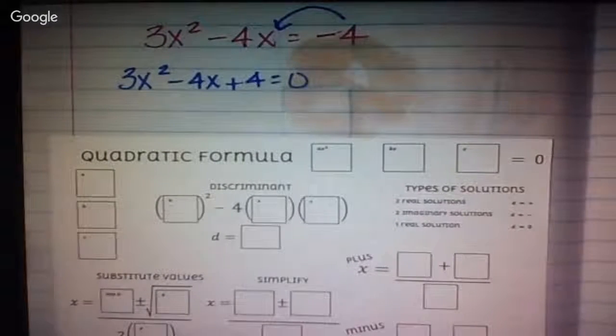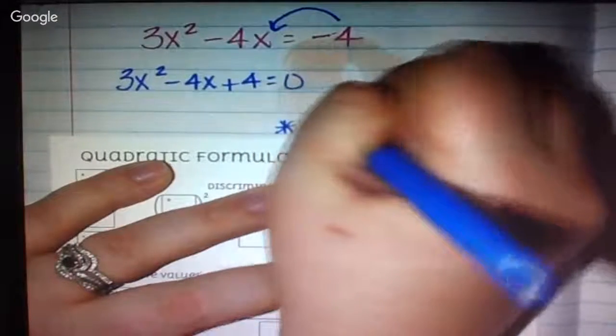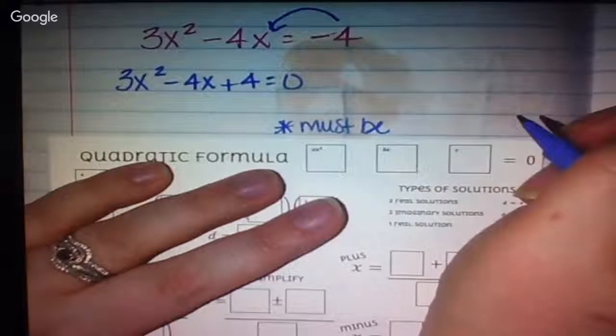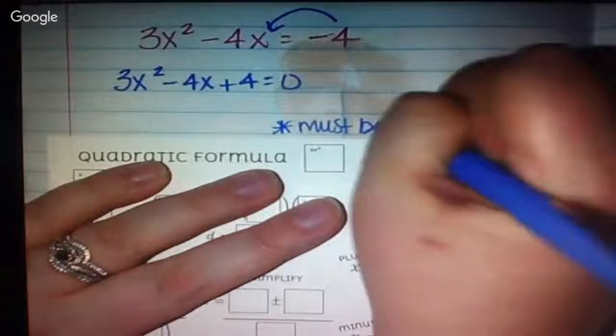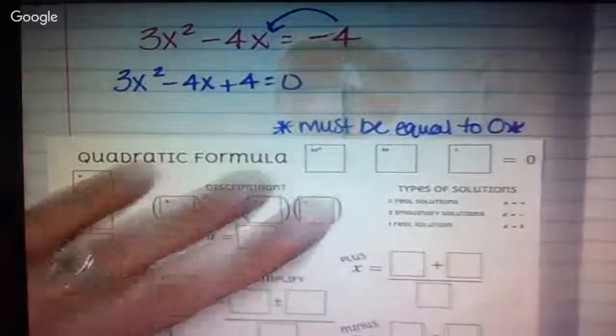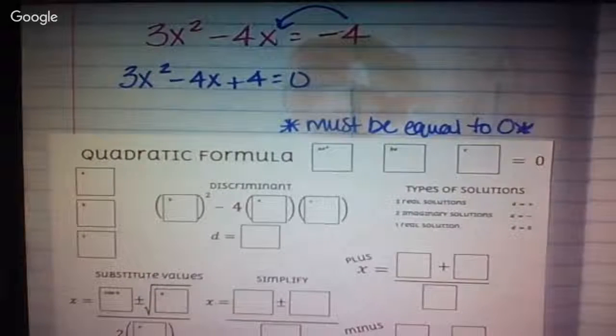So is that how all the problems are set up? Yes. You have to do that because they're not like terms. It must be equal to 0. I cannot stress that enough. If you put in a -4 instead of a positive, your answer will be wrong. It has to be equal to 0.